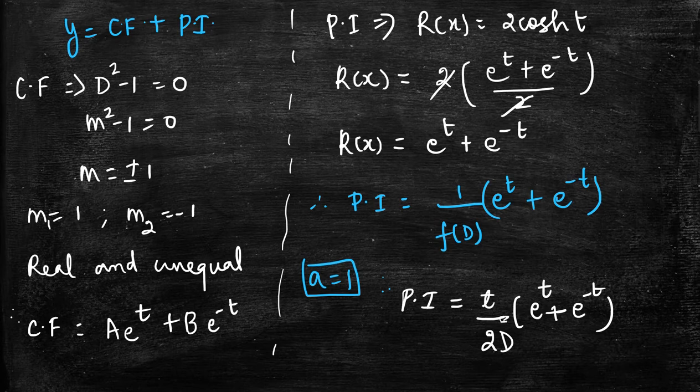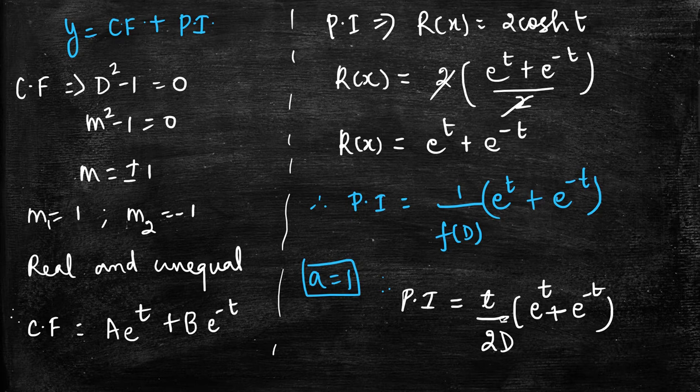So next step here is to find the particular integral. We have r of x is equal to 2 cos ht. We don't have any type to solve this kind of question, so 2 cos ht can be written in exponential terms. I have replaced 2 cos ht in terms of exponential terms, which is e power t plus e power minus t. Now we are going to find the particular integral. First step is write 1 by f of d, e power t plus e power minus t. Remember that a is equal to 1 over here.